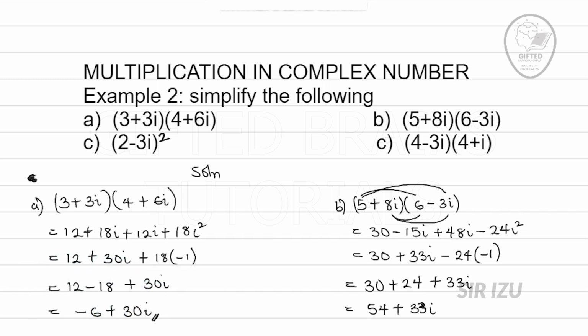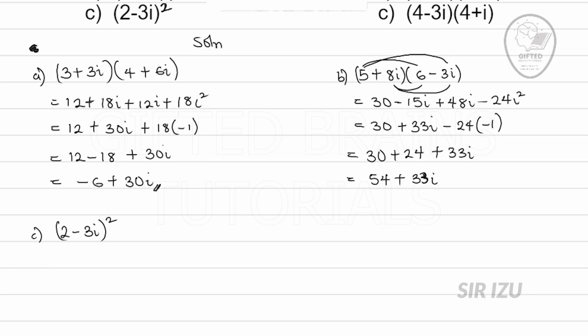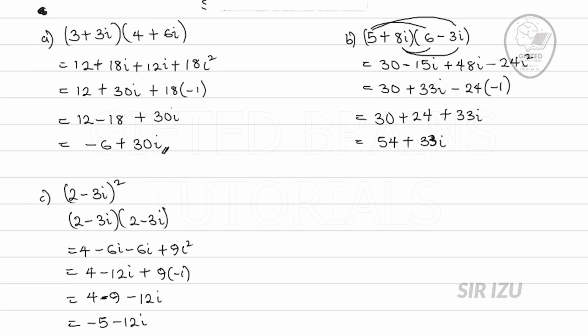33i. And so we can take our C and our D and do likewise. Our C is 2 minus 3i all square. And you know, because it's all square, it will be 2 minus 3i multiplied by 2 minus 3i. If you do this on your own, you will have the answer. So following the steps, we have final answer being minus 5 minus 12i.